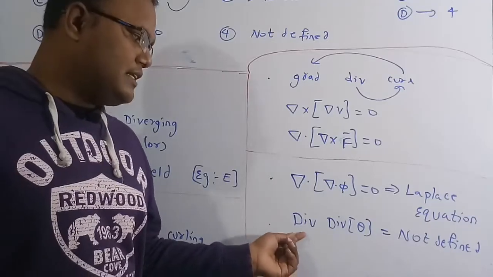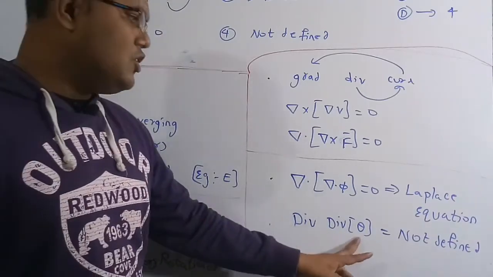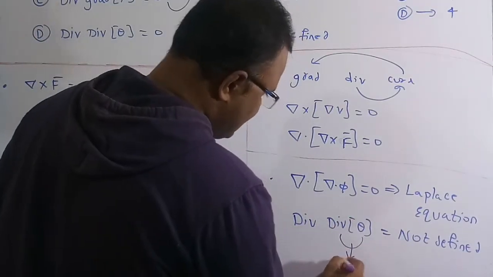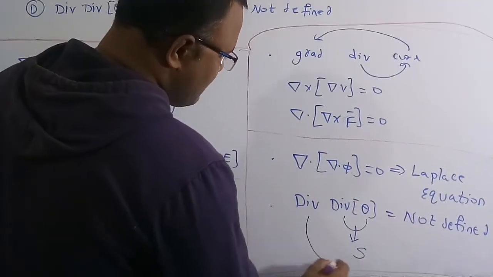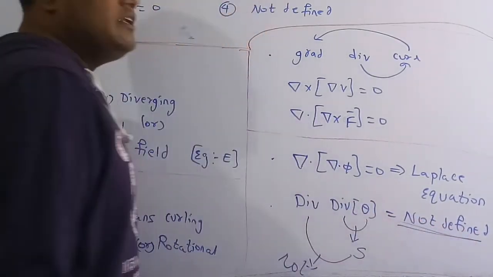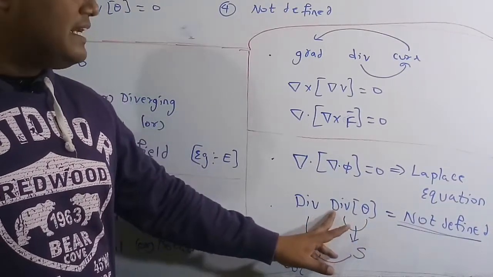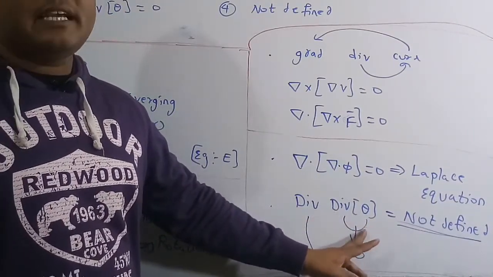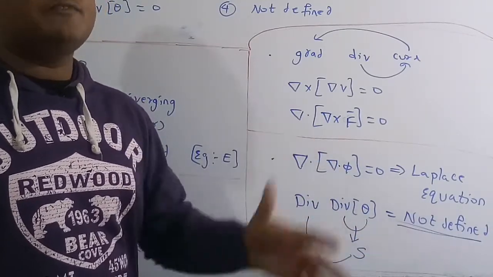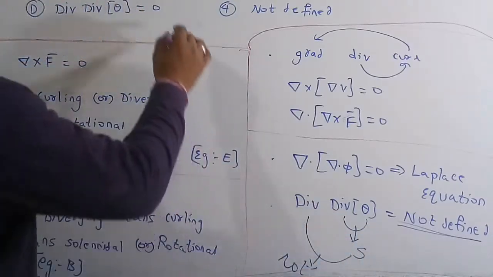So this is the last one, right? Divergence of theta. Let me assume theta is a vector. Divergence of theta is a scalar quantity, and divergence of a scalar quantity is not defined. Divergence is only applicable for a vector field but not for a scalar field. So the last one is not defined.